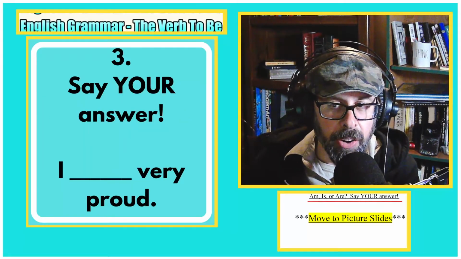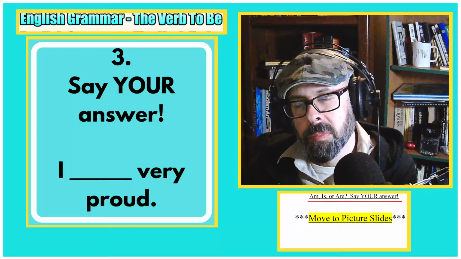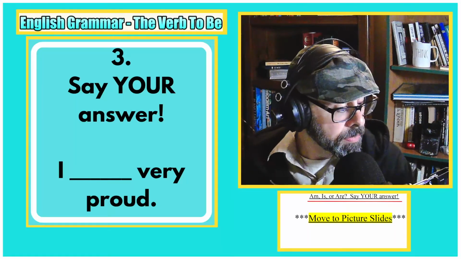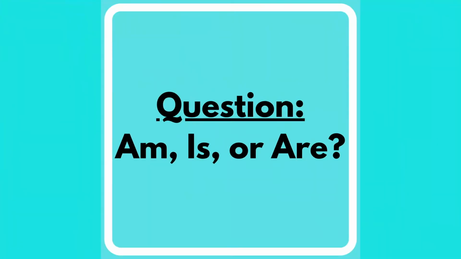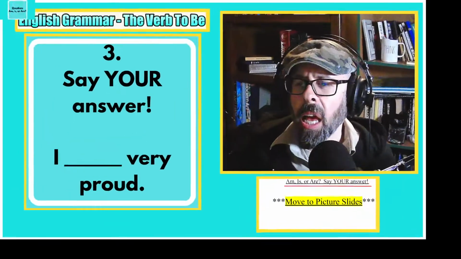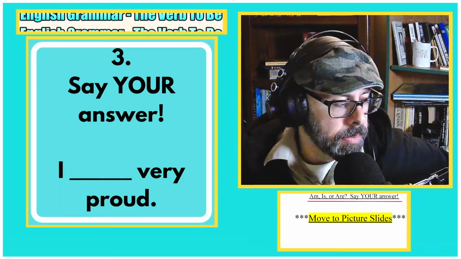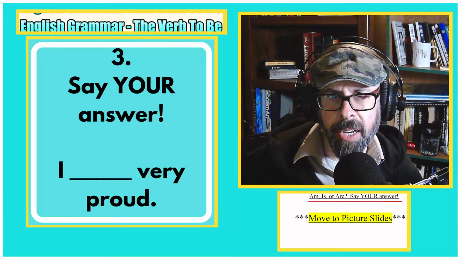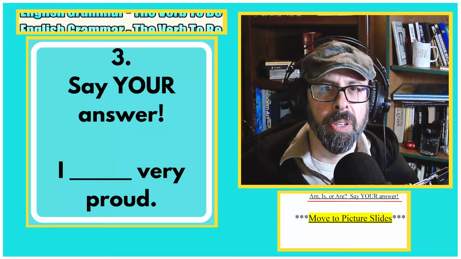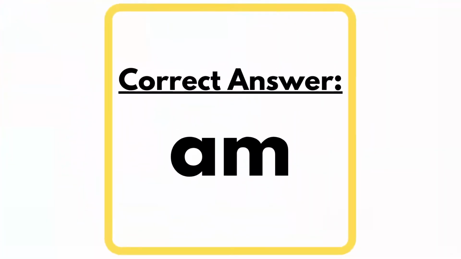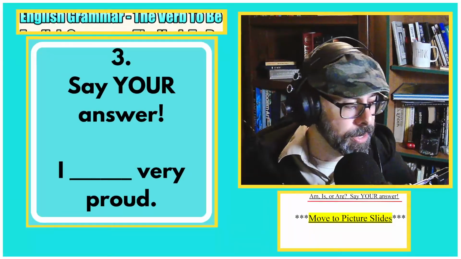I, blank, very proud. Which one is correct? Am, is, or are. I, very proud. Correct answer? I am very proud. Correct answer, am.